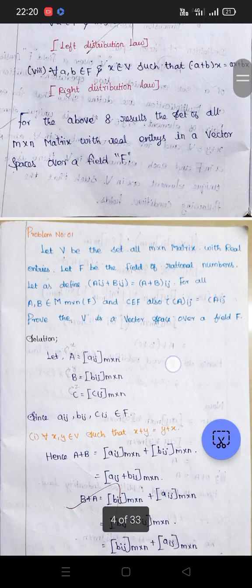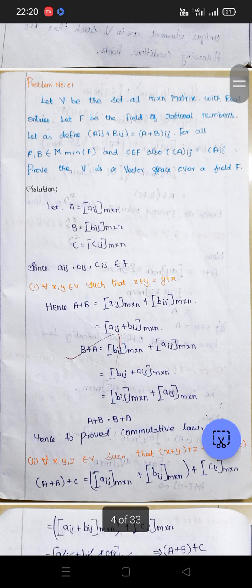Okay. Solution. Let capital A is equal to Aij of M cross N, capital B is equal to Bij of M cross N, capital C is equal to Cij of M cross N, since Aij, Bij, Cij belong to capital F.